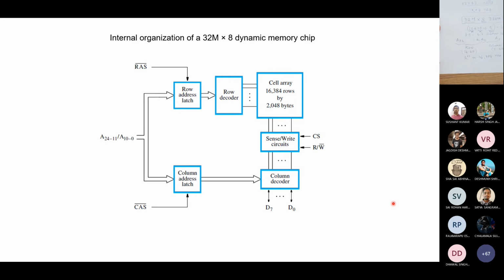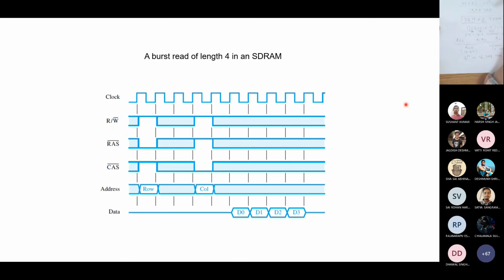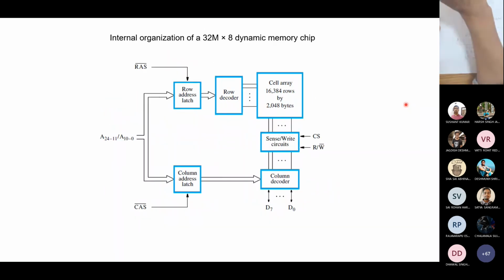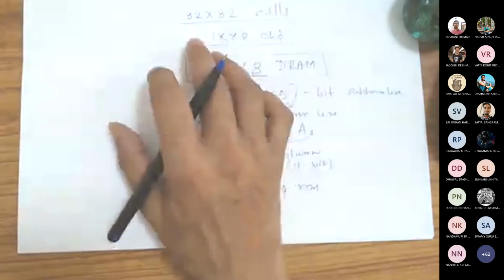Now this is basically how a 32M into 8 DRAM works. There are synchronous DRAMs also, but the circuit is more or less the same. Here the operation works in a synchronous manner, but let us see how this particular circuit works. In case of normal dynamic RAM, let me explain this part in a bit more detail.